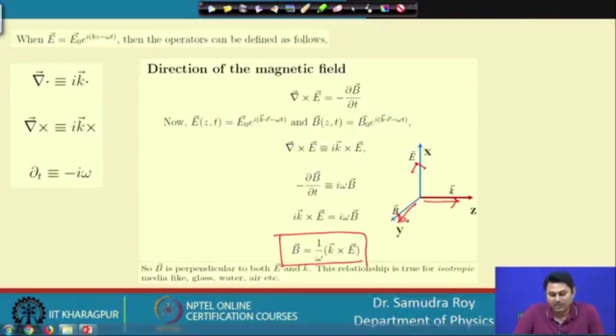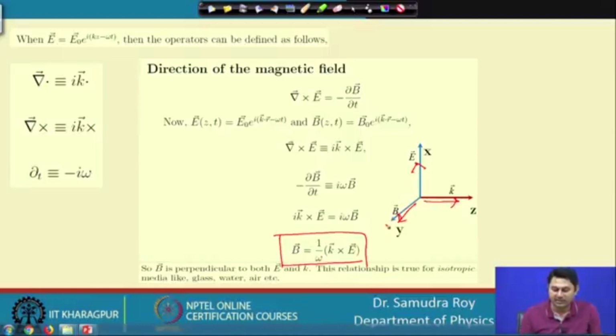We know that electric field and magnetic field both are perpendicular to the propagation of the light. So, light is a transverse wave. Transverse wave means that the light is propagating along one direction, and the electric and magnetic fields are perpendicular to that particular direction. In this case, light is propagating along the k direction. So, electric and magnetic fields are perpendicular to that direction.